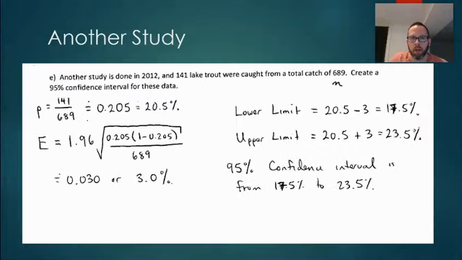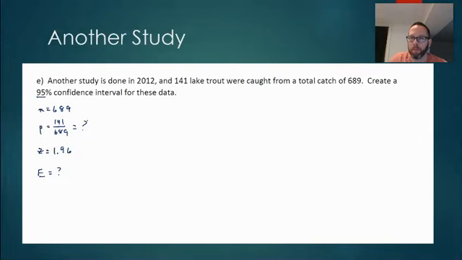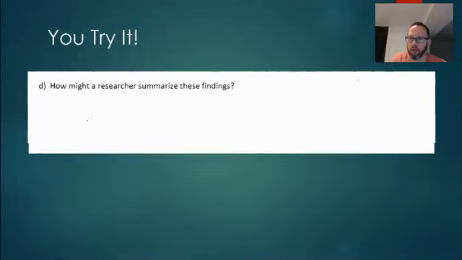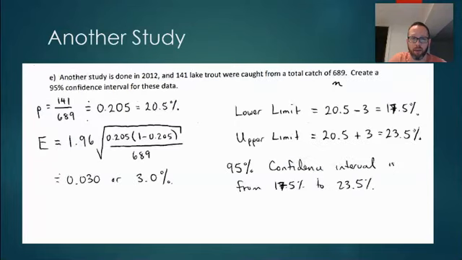So let's talk about this because our previous P was 25.7% of the fish of the lake is lake trout. In this question, we got 20.5%. So you might say, oh my goodness, the lake trout population is dying, right? It was 25.7% and now it's 20.5%. It's dying off. Well, we can use our confidence intervals to maybe shed some light on that.